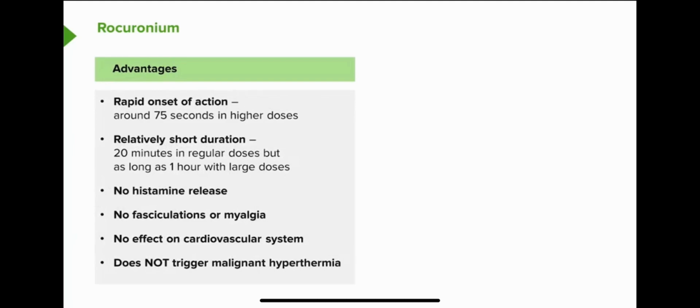This is rocuronium, which is the newest of the non-depolarizing muscle relaxants. It has a rapid onset of action, about 75 seconds in higher doses, which isn't quite as fast as big doses of succinylcholine, which usually work in anywhere from 45 seconds to 60 seconds. Rocuronium has a short duration of action, around 20 minutes in regular doses, but as high as an hour when we give large doses. It produces no histamine release.